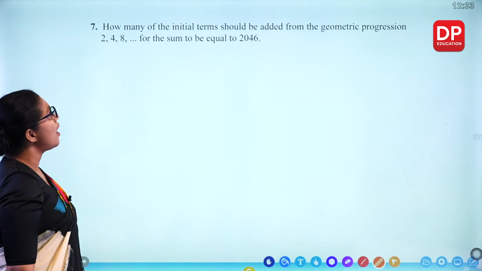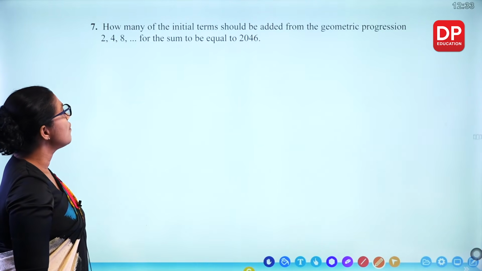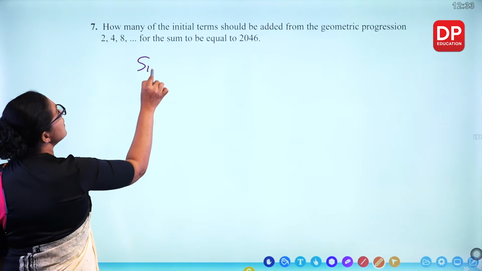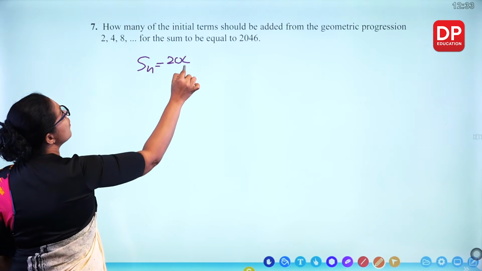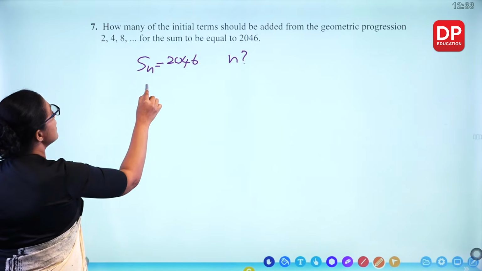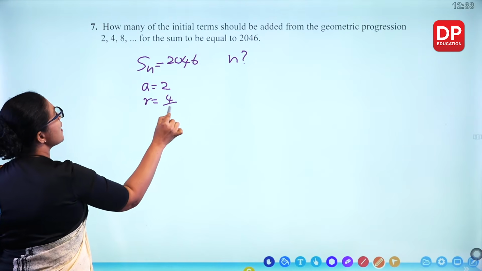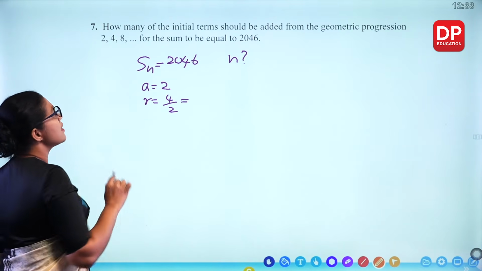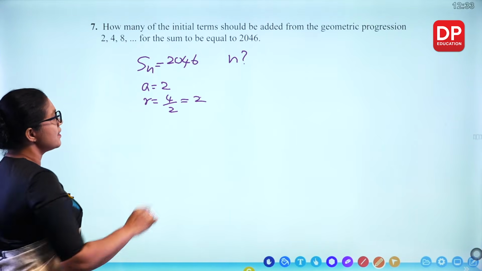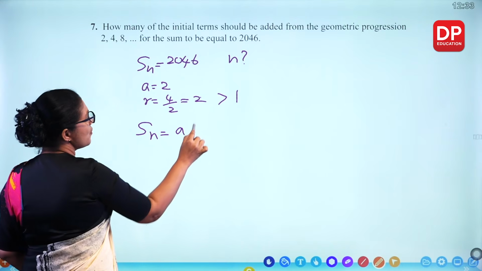Seventh one. How many of the initial terms should be added from the geometric progression for the sum to be equal to 2046? Sn is given, 2046. We need to find out n. A is the first term. The ratio we can find using a term divided by the previous. Then this is greater than 1.